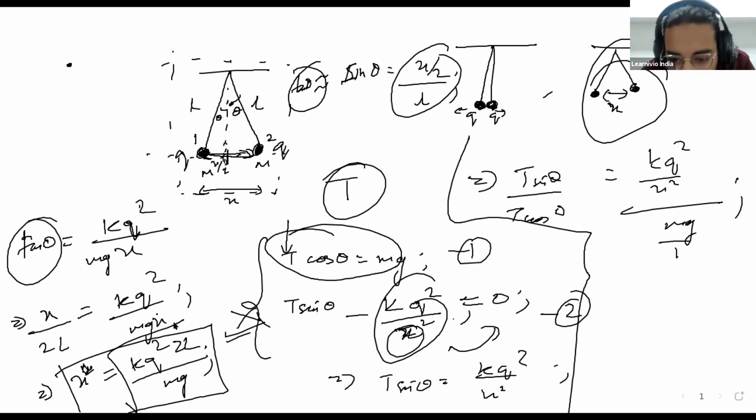Oh, what am I doing? There is an x square here. Why did I write x here? This is an x square, right? This is an x square here. This will become an x cube, and that will be raised to 1 by 3. Yes, this will be a cube root of this. Sorry. And k is just 1 by 4 pi epsilon naught.